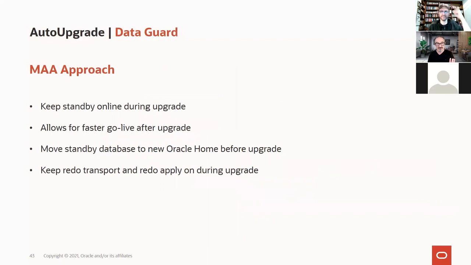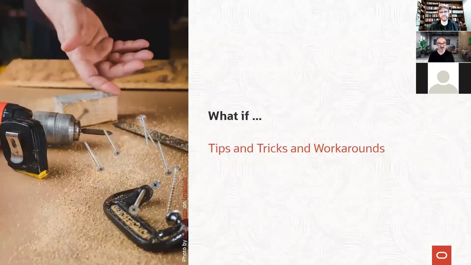MAA approach, this is a bit different from what I showed you. The MAA approach is to keep the standby online during upgrade. This allows a faster go-live. And I see the point here. I leave it up to you what you prefer. Move the standby database to the new Oracle home before upgrade. That would be the MAA approach. In the demo I showed you, we did it after the upgrade. And keep redo transport and redo apply on during upgrade. You can do that, absolutely. And it's an MAA recommendation, so up to you which type you prefer.